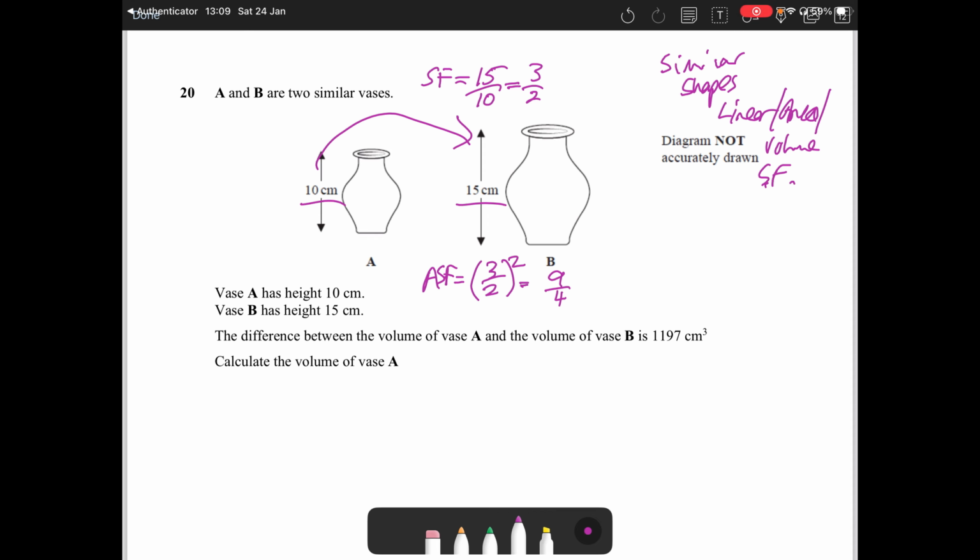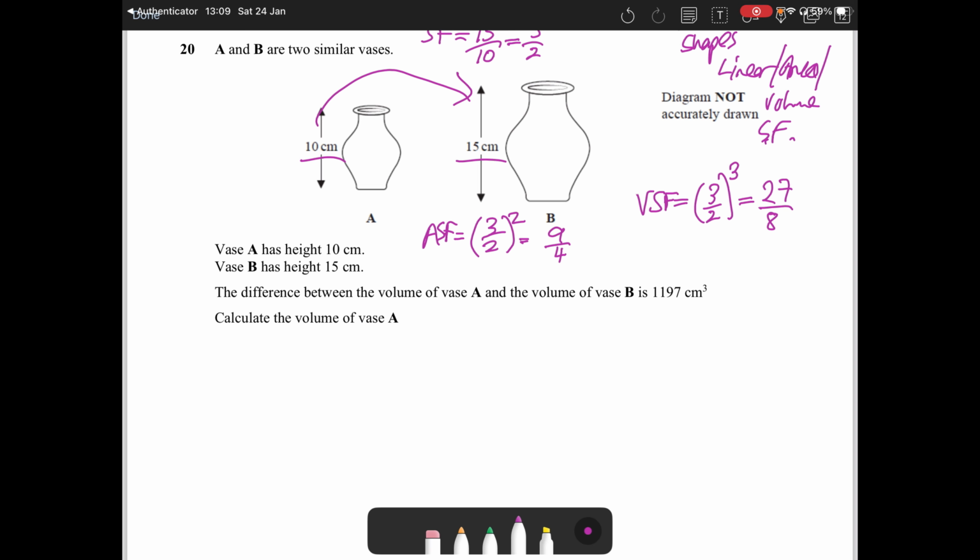Now, because of volume, I'm probably not going to need the area scale factor, but I'm going to do the same 3 over 2, but I'm going to cube it. So this will be 27 over 9, sorry, over 8. Again, I'm not going to bother with that as a decimal just yet. If you want to write it as a decimal, go crazy, but I'm going to leave it as 27 over 8. Okay.